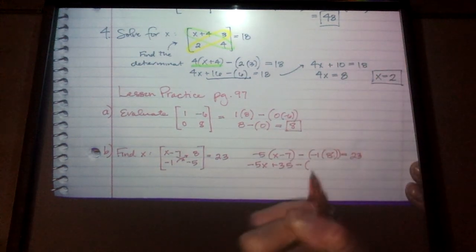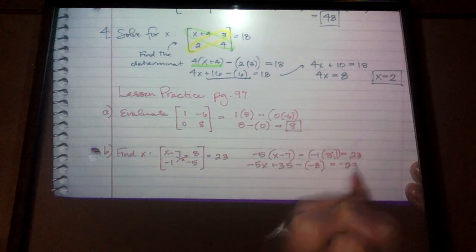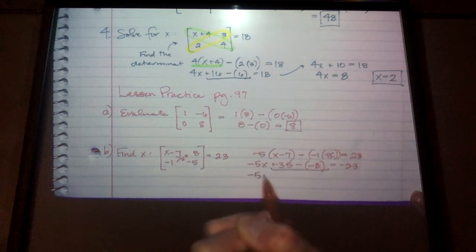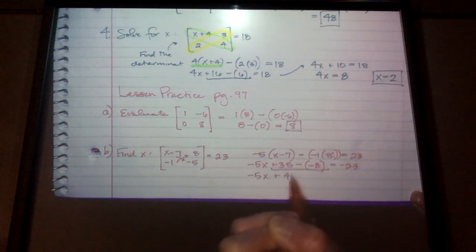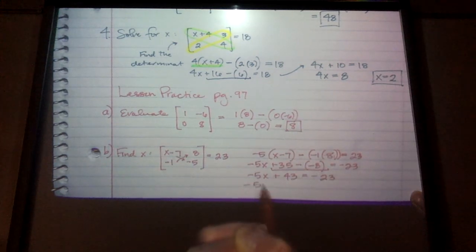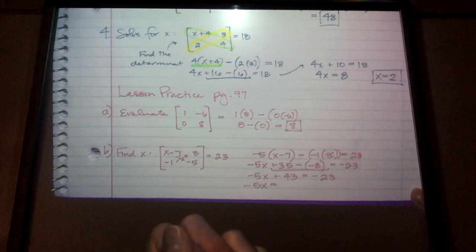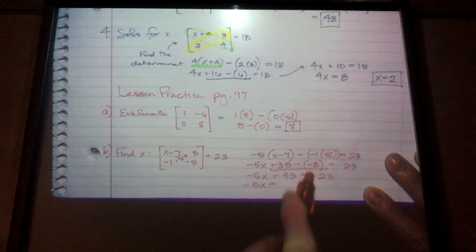-1 times 8 is -8, and they're saying that equals 23. I'm going to combine like terms, so -5x. 35 plus 8 is 43, equals -23. I'm going to subtract, so 23 minus 43, I got, wait, why do I have a negative over here? Silly goosey. 23.